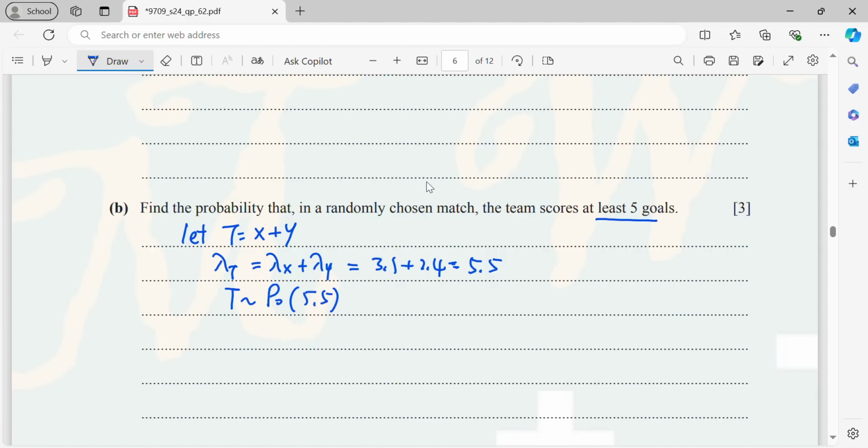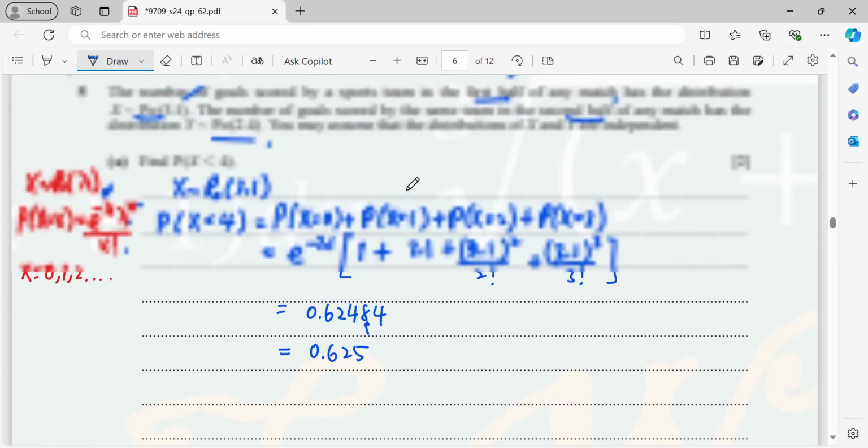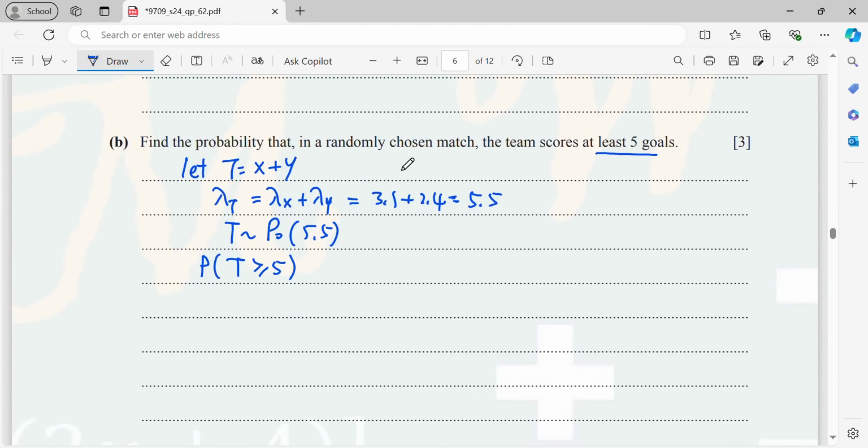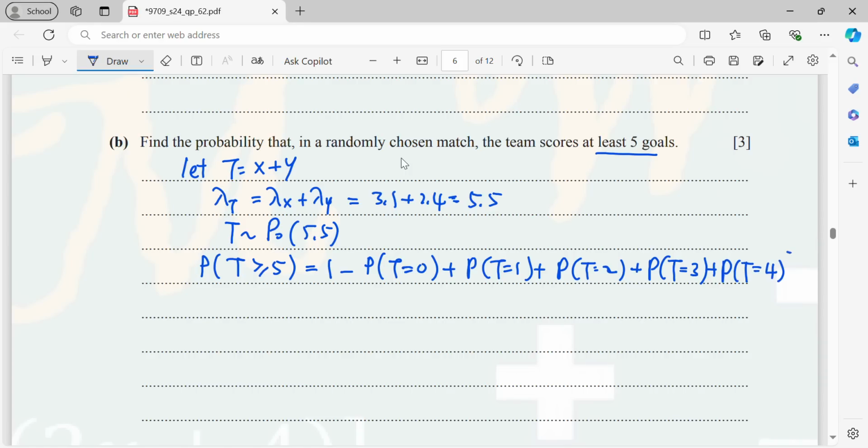At least 5 goals. So P(T greater than or equal to 5). And as I have mentioned just now, with the Poisson distribution we do not know when to stop for the x values. So now, at least 5 means that I use the total probability minus all previous probabilities. So the previous probabilities are up to 4. So P(T=0) plus P(T=1) plus P(T=2), plus P(T=3) and plus P(T=4), I have to minus all these probabilities, because you need to calculate from 5 onwards.